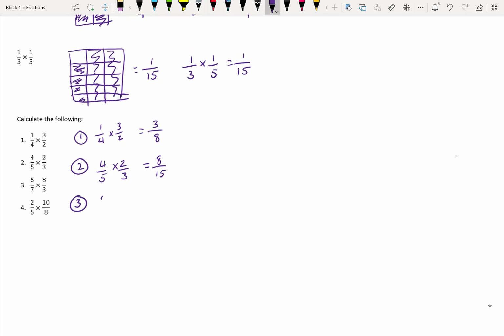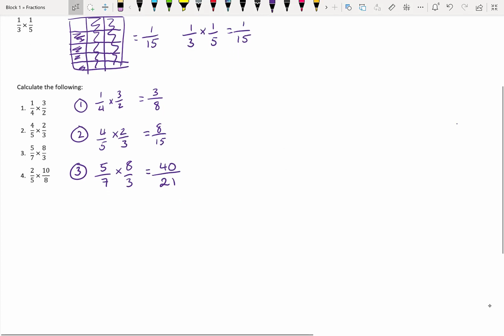Third one, I've got 5 over 7 multiplied by 8 over 3. So top multiplied by top, 5 multiplied by 8 is 40, over 7 multiplied by 3 is 21. And again, that one feels like it should be able to simplify down, but it just can't quite. So we'll move on to the fourth one.